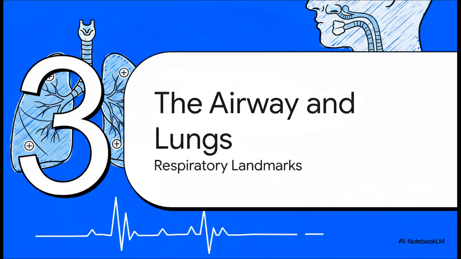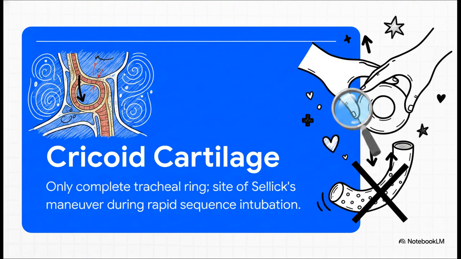Moving right along to Section 3, the airway and lungs. Time for respiratory landmarks. Let's zoom in on the cricoid cartilage. This structure is super unique because it's the only complete ring of tracheal cartilage, and the surgical relevance here is absolutely huge, especially for a scrub student.